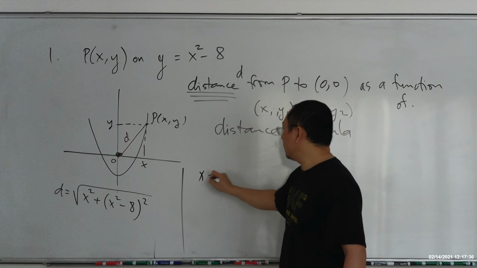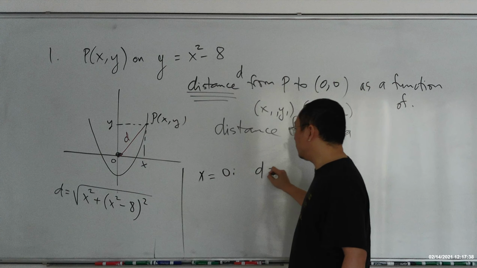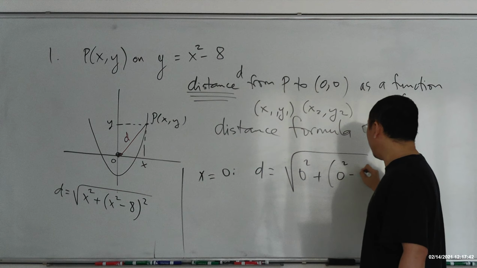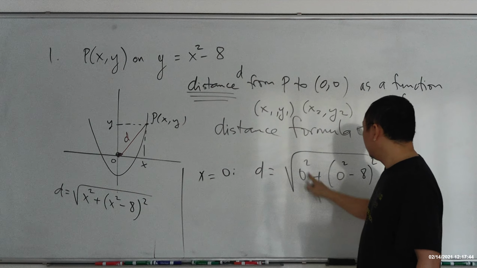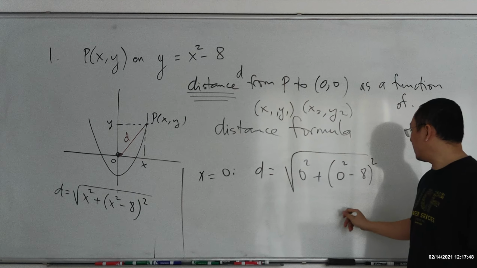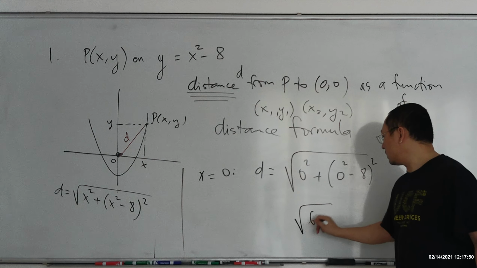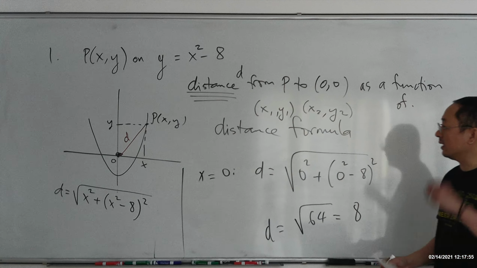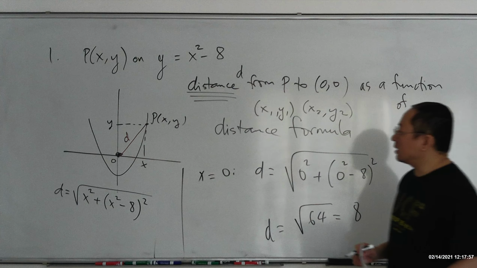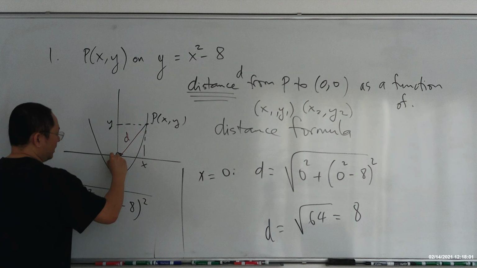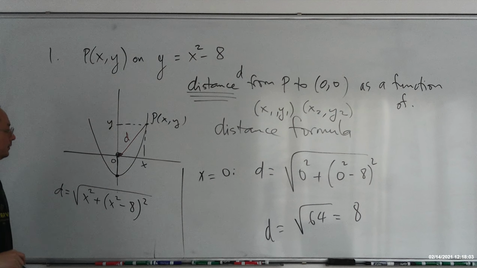Okay? When x equals 0, then d is what? Square root of 0 squared plus 0 squared minus 8, everything squared. Well, 0 squared is 0, and minus 8 squared is 64, so this is square root of 64, and square root of 64 is 8. Okay. When x equals 0, y is going to be right here. This is the point. And that distance is going to be 8.